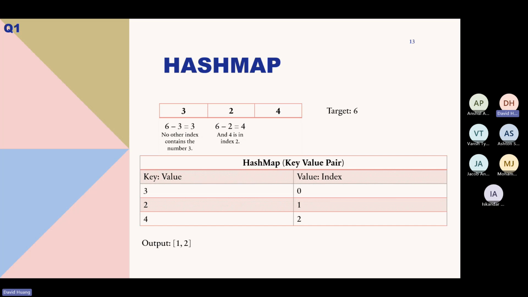So in this example, the target is 6 and the first number is 3. So 6 minus 3 is 3. There's no number in the map that contains 3. And 6 minus 2 equals 4. And 4 is at index 2. So therefore, it will output 1 and 2.